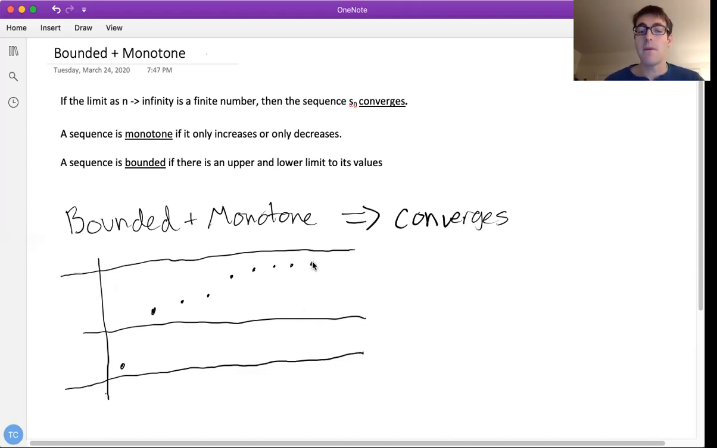Maybe this is the value that they end up converging to. So they might stop sooner, but because they can't get past this upper limit, they have to stop somewhere. And because they're monotone, that means they can't turn back. Therefore, they must converge to some single value.